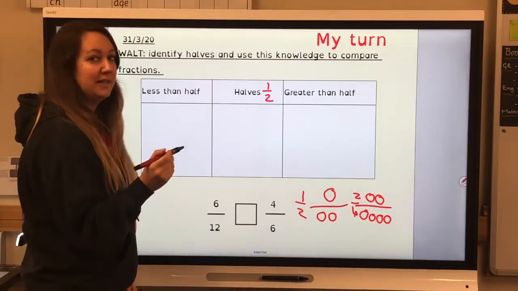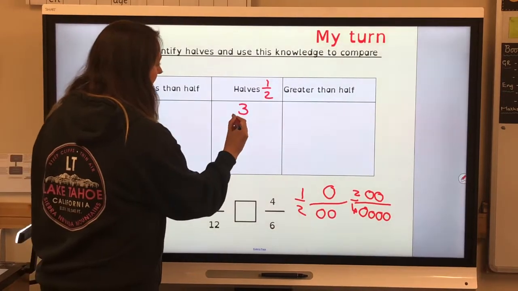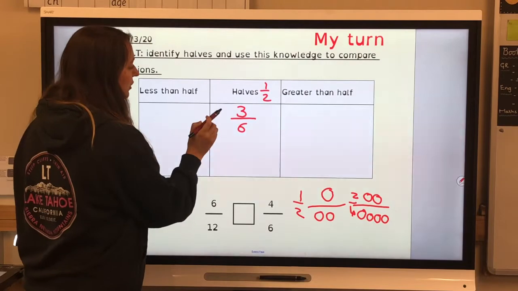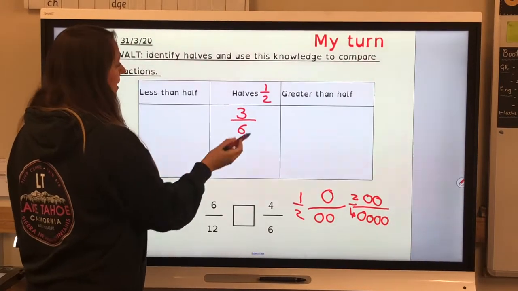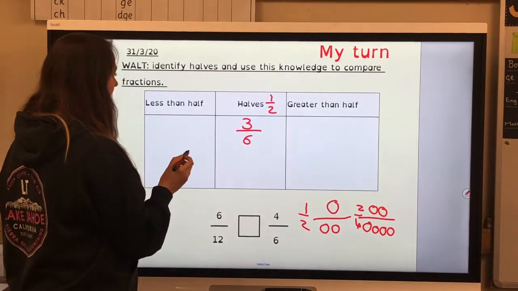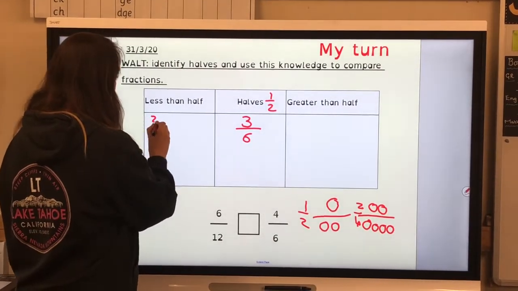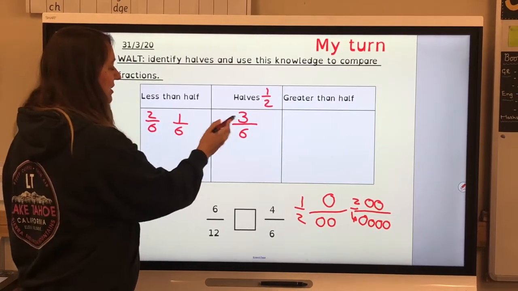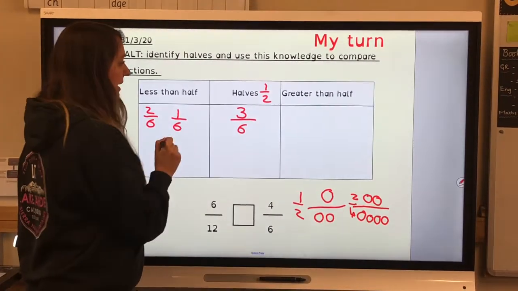I'm going to show you an example of 1/2. 3, 6. 3 is half of 6, and the numerator is half of the denominator. Because I know that that is equivalent to a half, I can easily work out what is less than a half. 2/6 or even 1/6 is less than a half because the numerator is lower than 3.